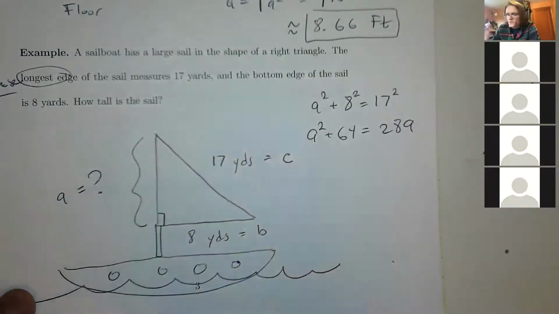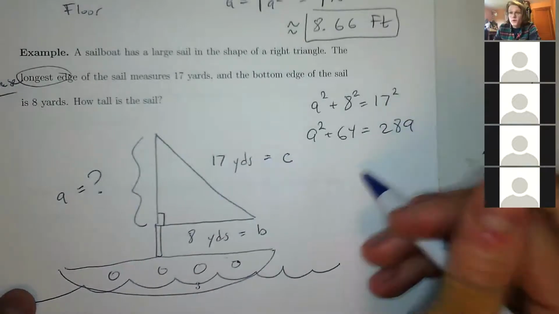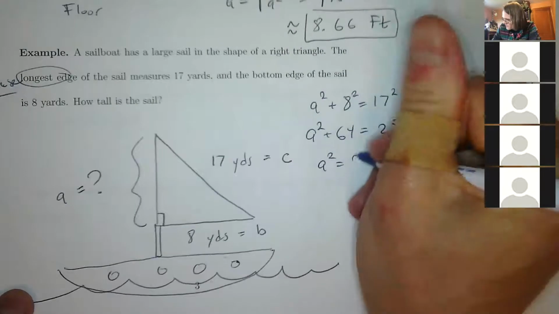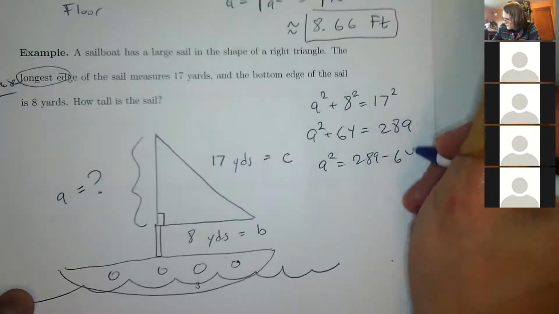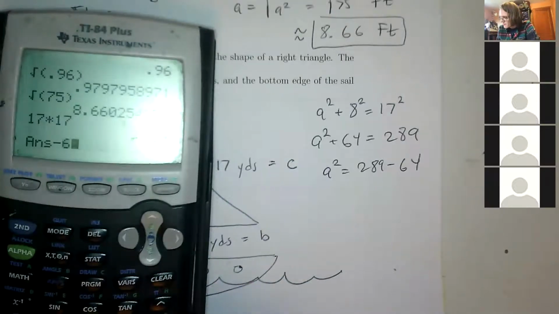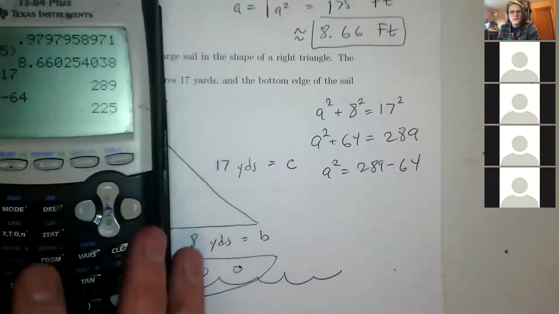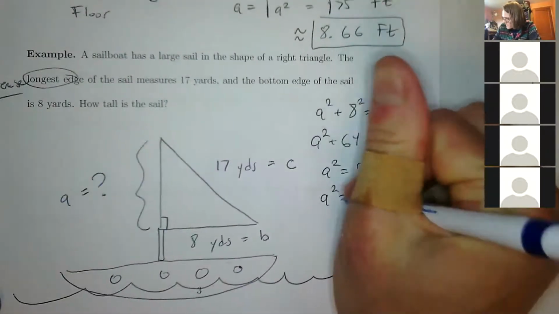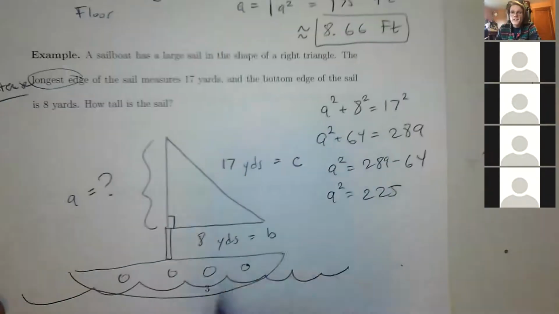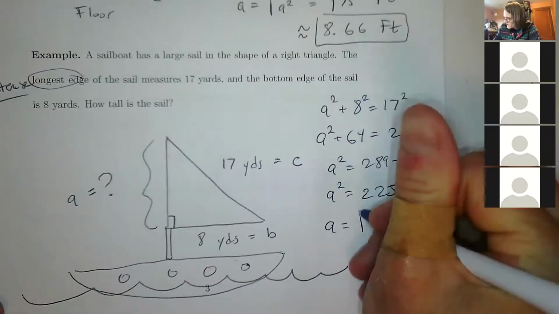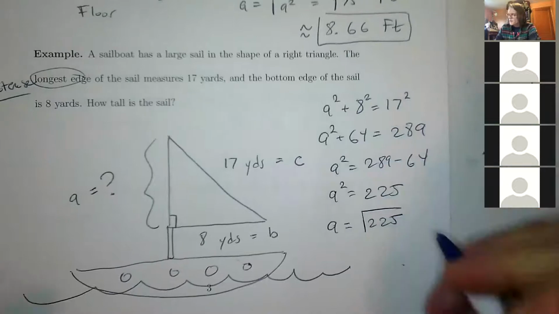So just like in all the examples we just did, I'll bring over the 64. So I get A squared equals 289 minus 64. Right? And again, you can use your handy dandy calculator. So 225. So A squared is 225. And then you just take a square root of both sides. So A equals the square root of 225.